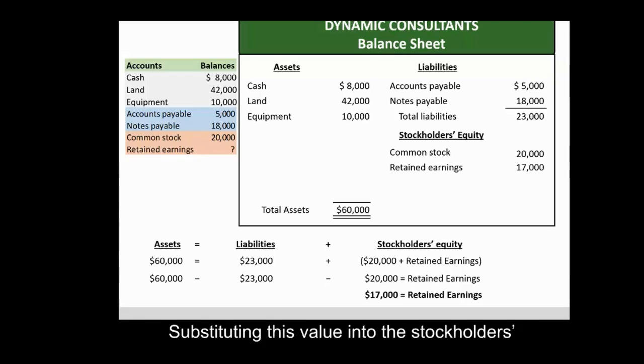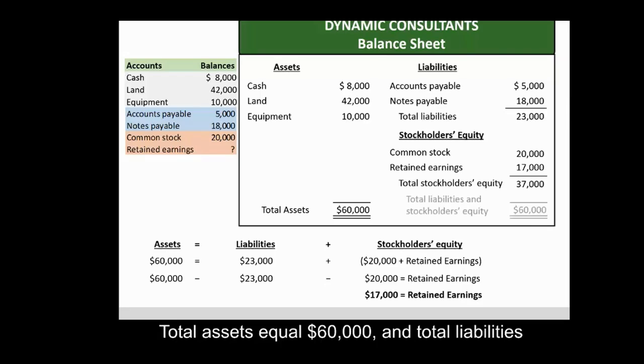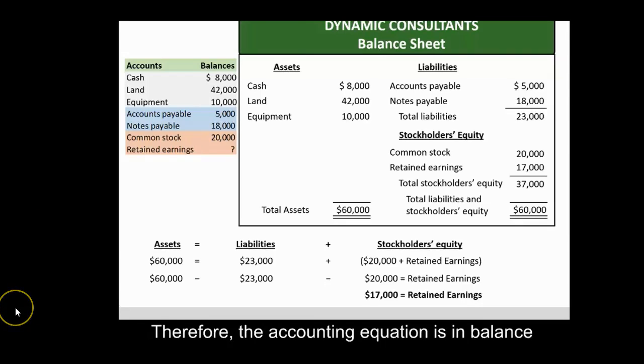Substituting this value into the stockholders' equity section of the balance sheet, we add common stock and retained earnings and find that total stockholders' equity is $37,000. We can now check if the accounting equation is in balance, which is a requirement for a valid balance sheet. Total assets equal $60,000, and total liabilities and total stockholders' equity add up to $60,000. Therefore, the accounting equation is in balance, and the balance sheet is complete.